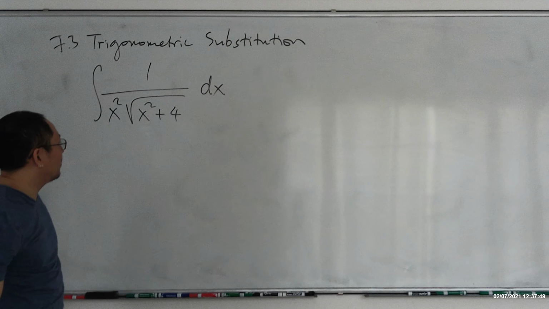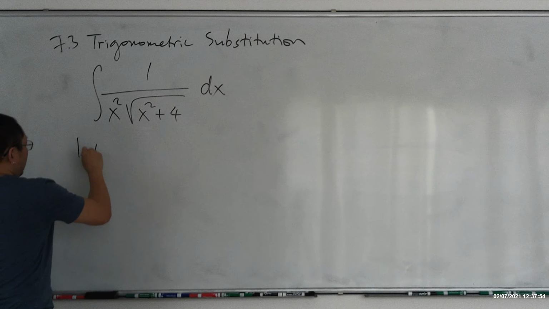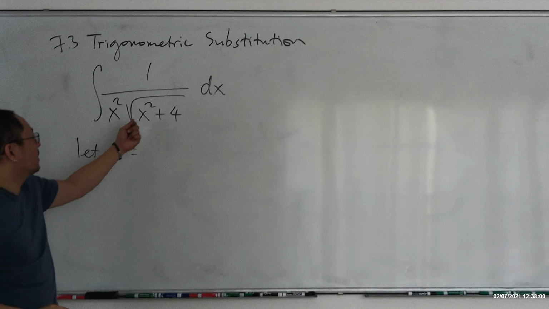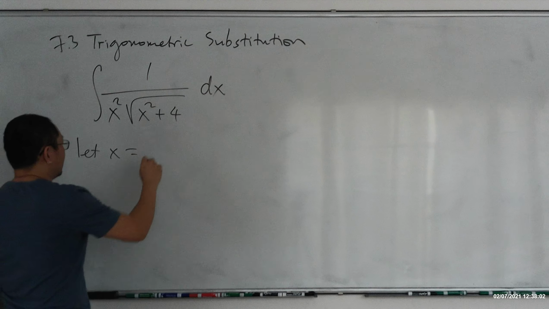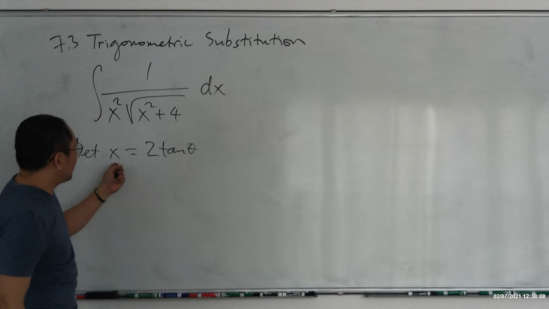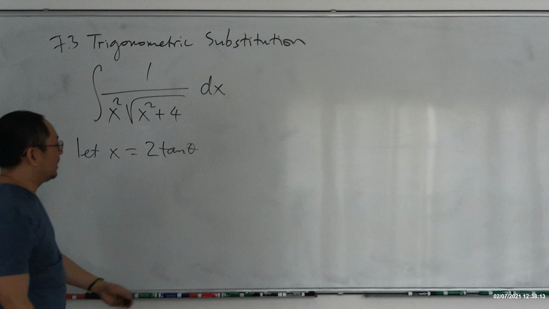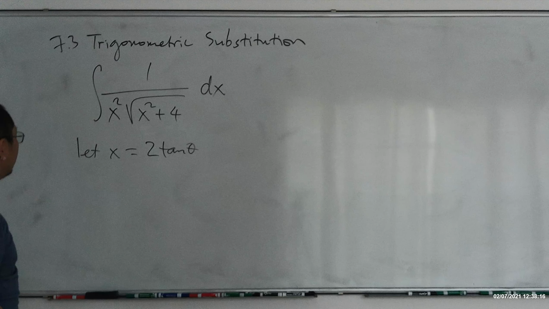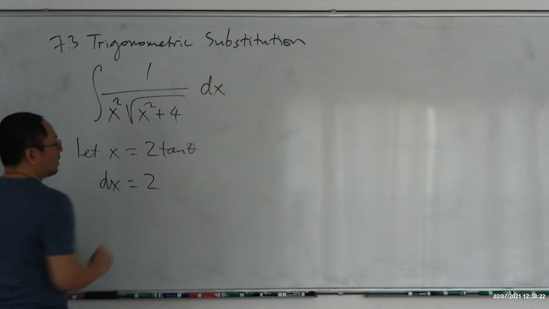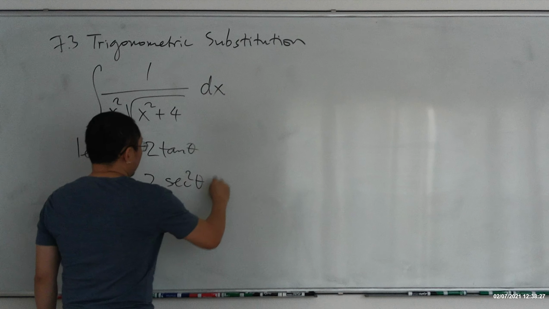So it matches up with one of the 3 formulas that we just learned before. So x squared plus 4. I'll let x equal to, so this is plus, so it should be like tangent plus 1, right? So I let x equal to 2 times tangent theta. You see why? x squared will be 4 tangent squared. So if you factor out the 4, you got tangent squared plus 1, and tangent squared plus 1 is secant squared. Okay, let x equal to 2 tangent theta. So dx will be 2 times the derivative of tangent, which is secant squared theta d theta.